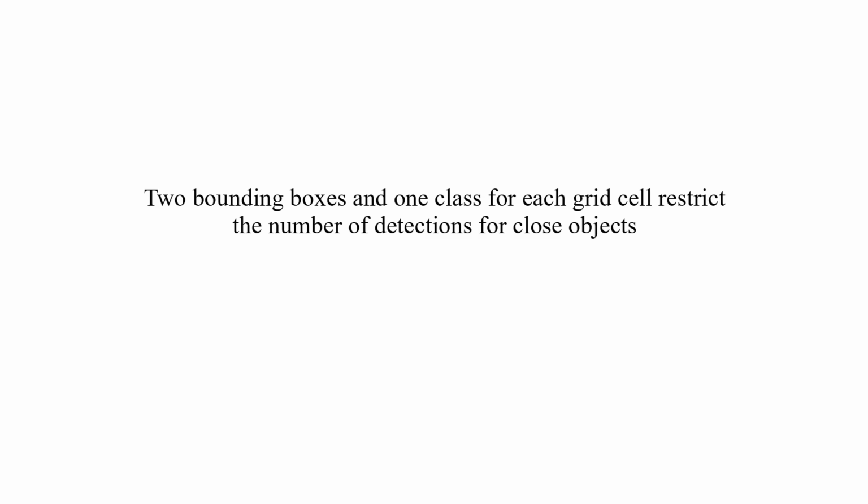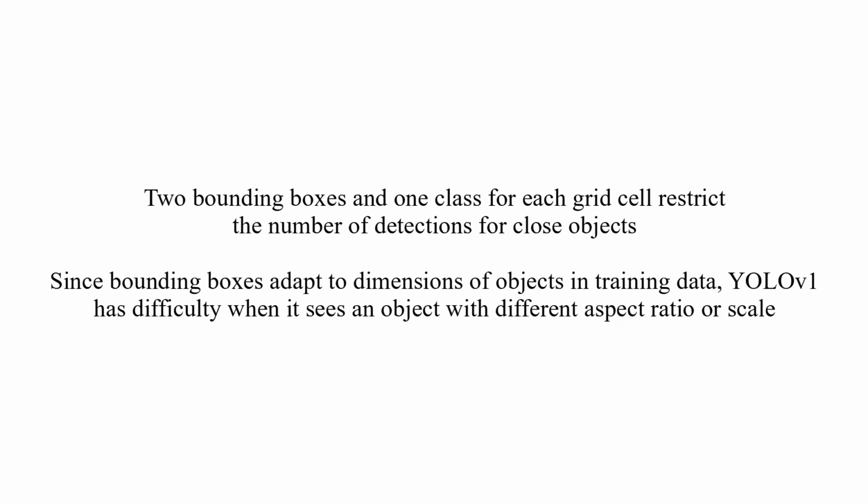Limitations. Two bounding boxes and one class for each grid cell restrict the number of detections for close objects. YOLO version 1 has problems detecting small objects, especially when they are close to each other. Since bounding boxes adapt to the dimensions of objects in training data, YOLO version 1 has difficulty when it sees an object with a different aspect ratio or scale.